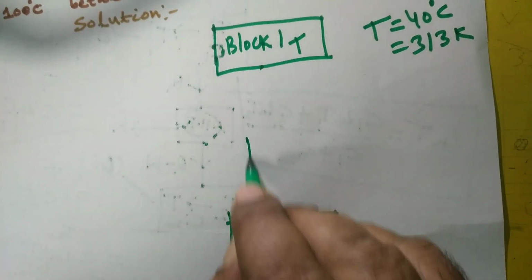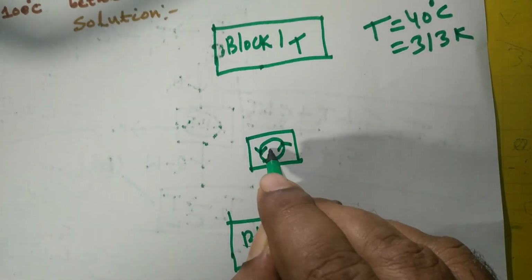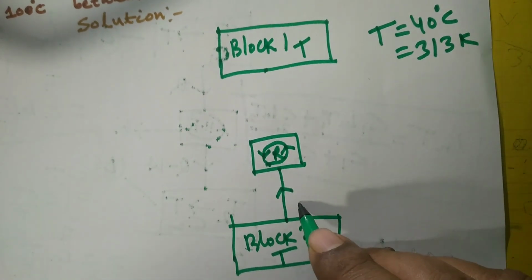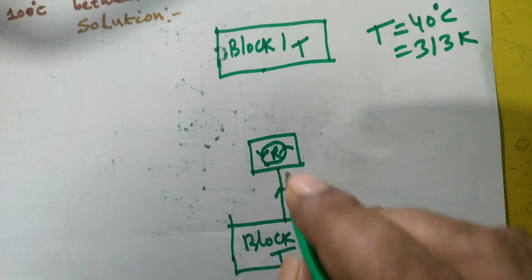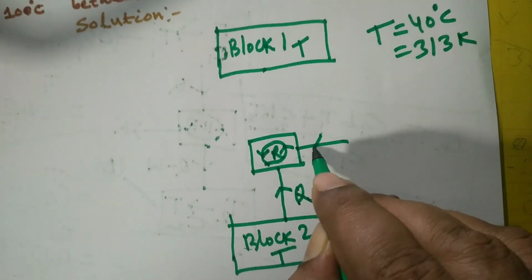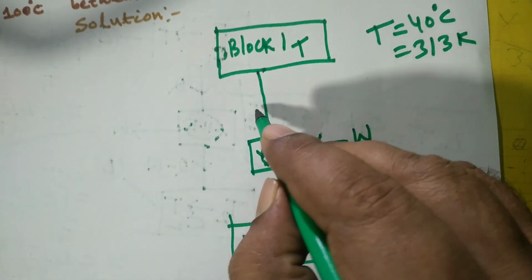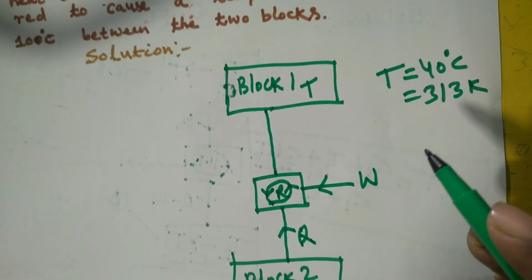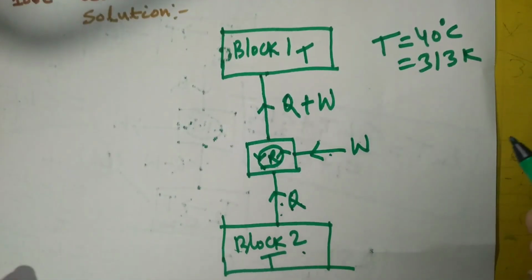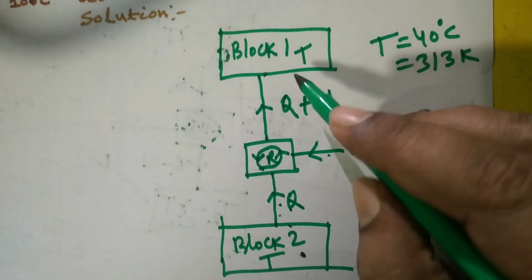A reversible refrigerator, which is a work consuming device, operates between these two temperatures. So a refrigerator always takes heat from one body and releases it to the other body. Suppose the heat taken from this body is Q, and this is a work consuming device. Let W be the work input to this refrigerator. Then according to the first law of thermodynamics, or the principle of conservation of energy, or energy balance, if this is Q and this is W, then this will of course be Q plus W. So obviously once heat is taken away from this block, its temperature will decrease, and the other block's temperature will increase.